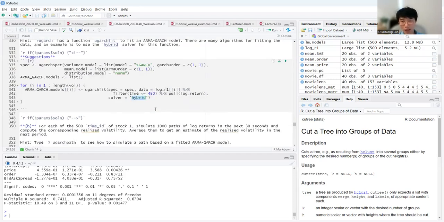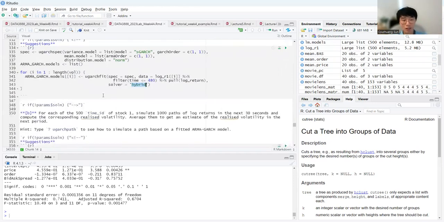And similarly, as in the previous cases, remember we have 500 time IDs. For each time ID, I fit a separate model. So if we use linear regression, we have 500 linear regression models. If I use HAV-RV, I have 500 HAV-RV models. And here I use ARMA-GARCH, so I essentially have 500 ARMA-GARCH models for the whole data set.